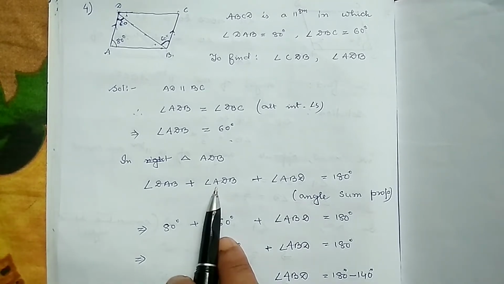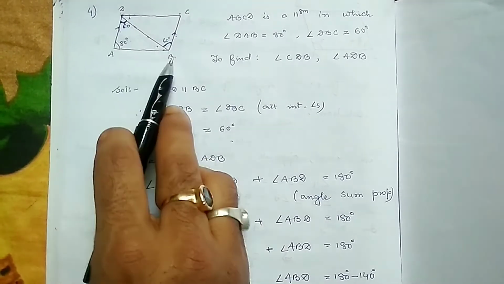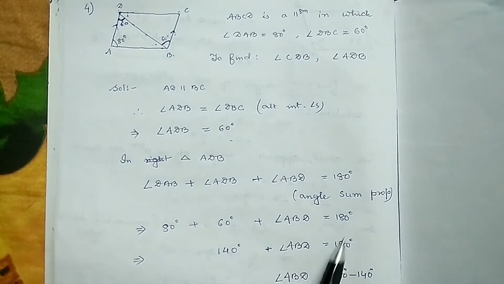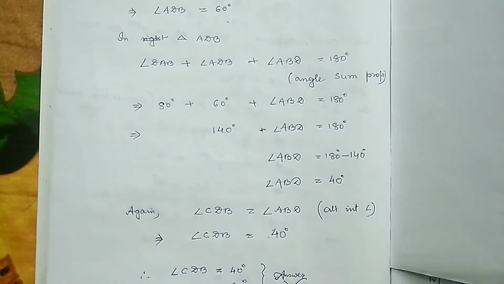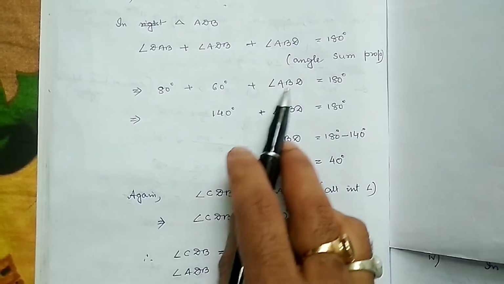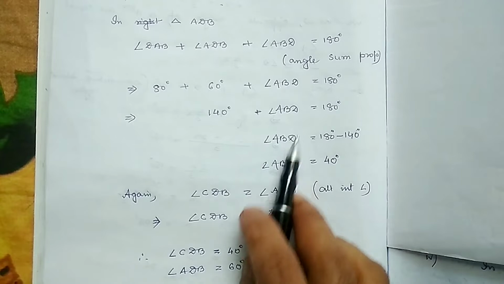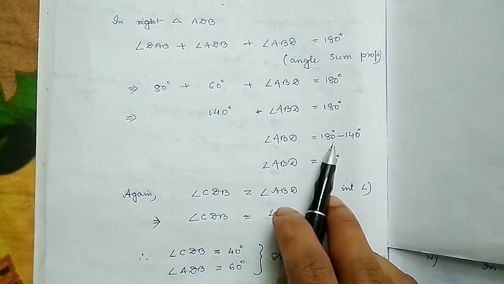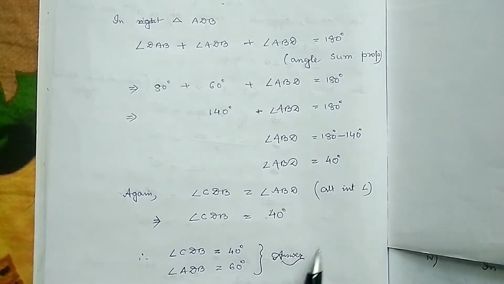Instead of angle ADB, we are writing 60 plus angle ABD equals 180. Now just simply add 80 plus 60, which will be 140, plus angle ABD is 180. Angle ABD will be 180 minus 140. So ABD equals 180 minus 140, which is 40.